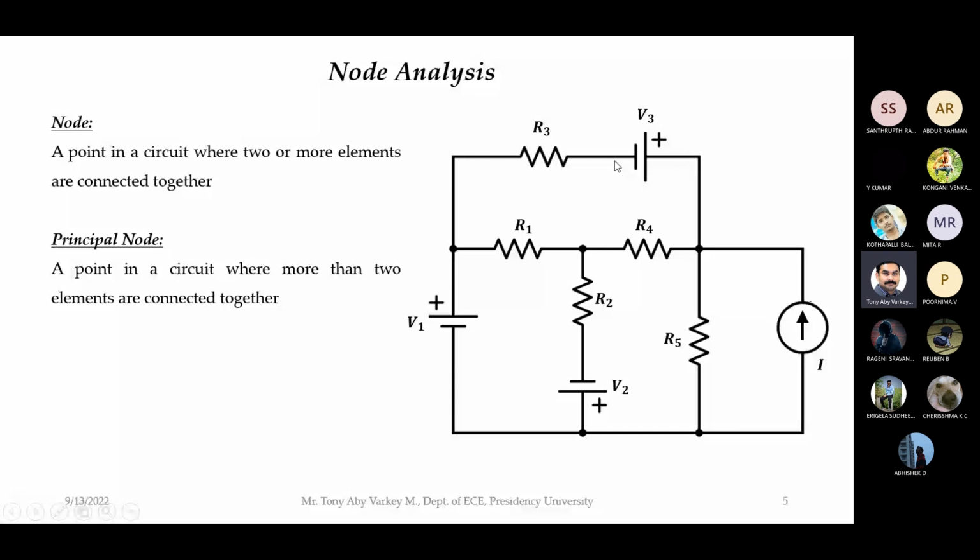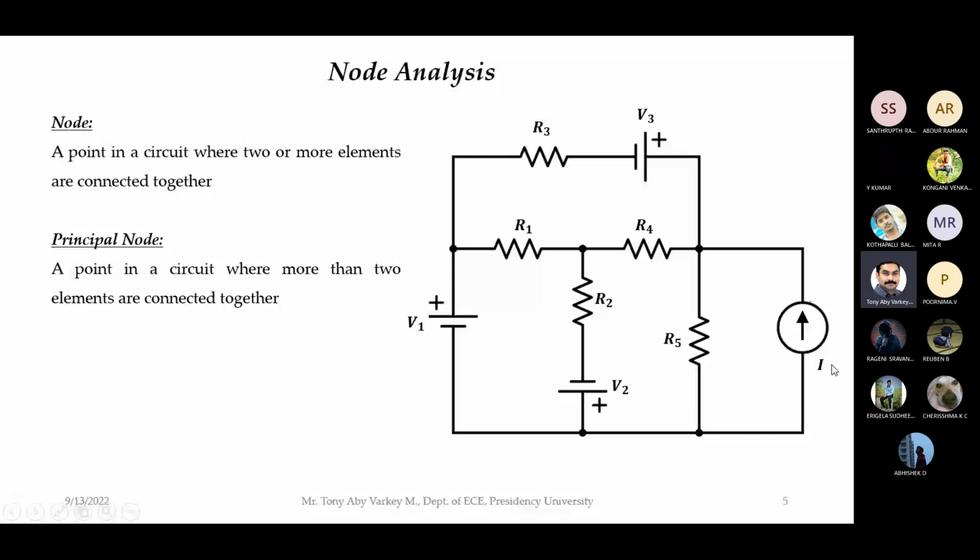This is a resistor. What is this thing? Looking at the name, V3, what will this be? Battery, voltage source. Okay, particularly it is a battery. So this is a battery or a voltage source. And what is this? I means what? Current. So it is a current source.